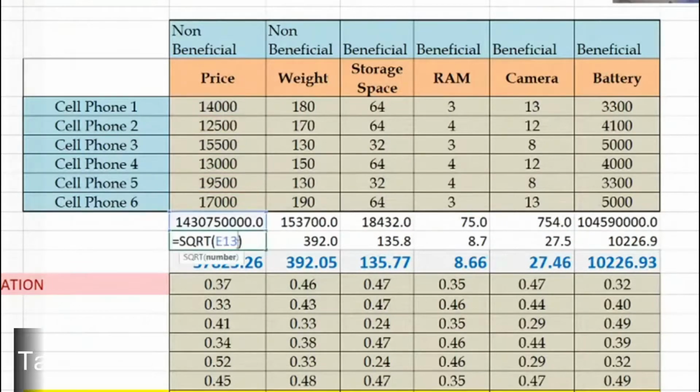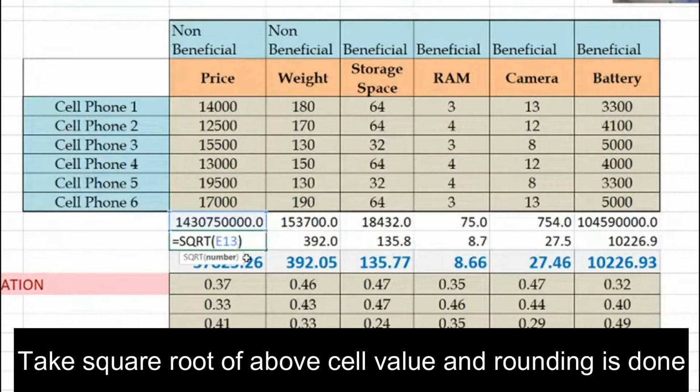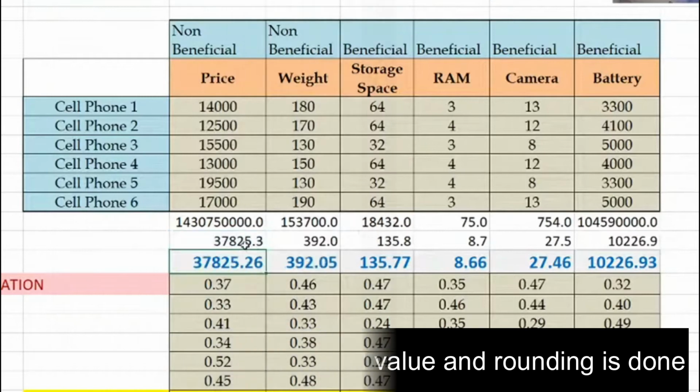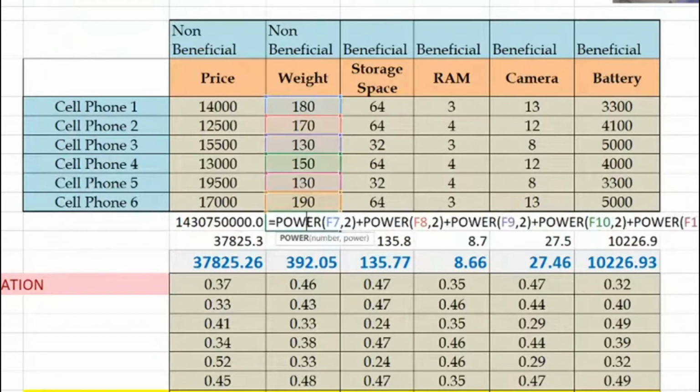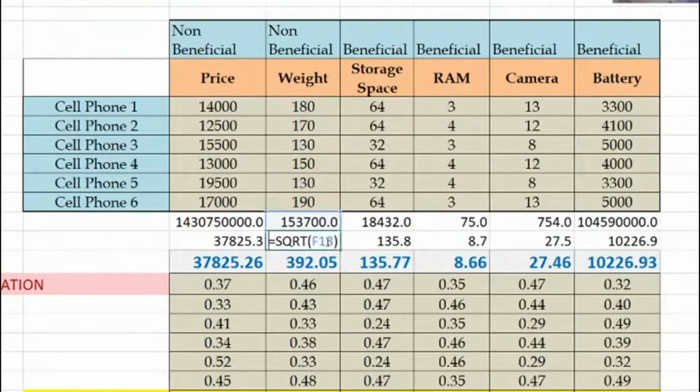Then in the next cell, I have taken the square root. So here the square root of this value is taken. And here you can see it is rounded up, so the rounding formula is applied here and the values are rounded. In the second column it is 180 square plus 170 square plus 130 square plus 150 square and so on. This is the sum of all those squared values, and this is the square root of that.